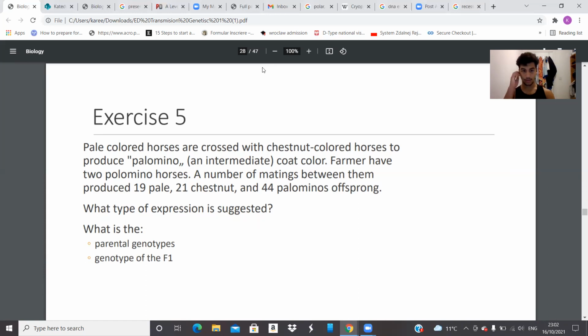Now we know the answer to the question: what type of expression is suggested? It is incomplete dominance. What are the parental genotypes? It's going to be big P and then big C. And then the genotype of F1, which is the intermediate or the palomino, is going to be heterozygous. Oh, that makes sense.